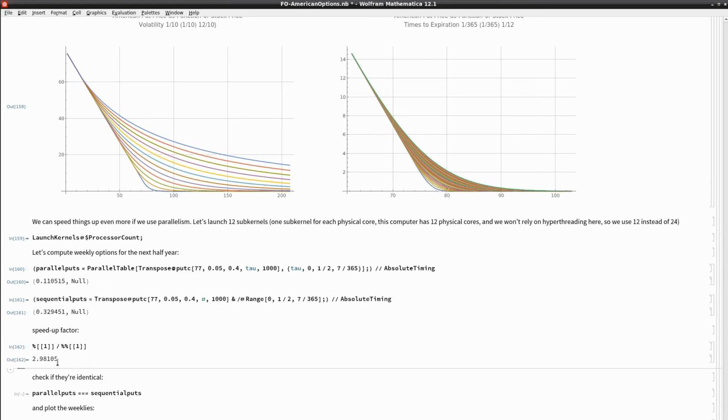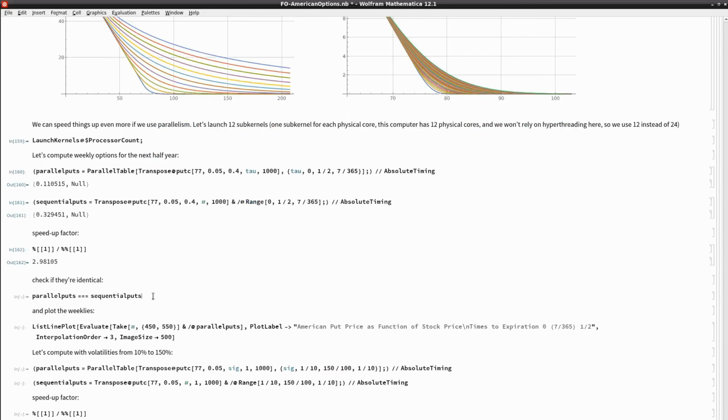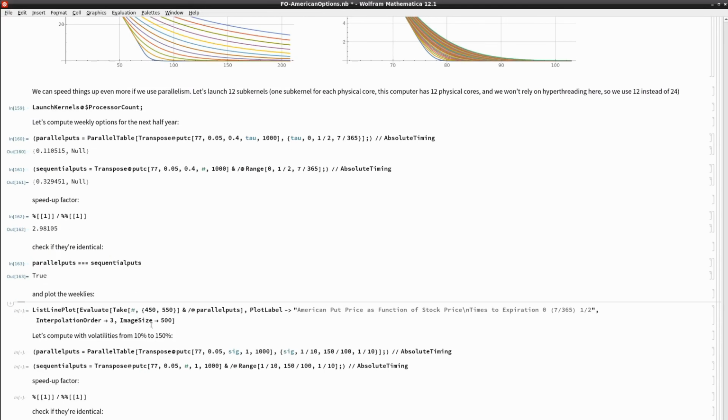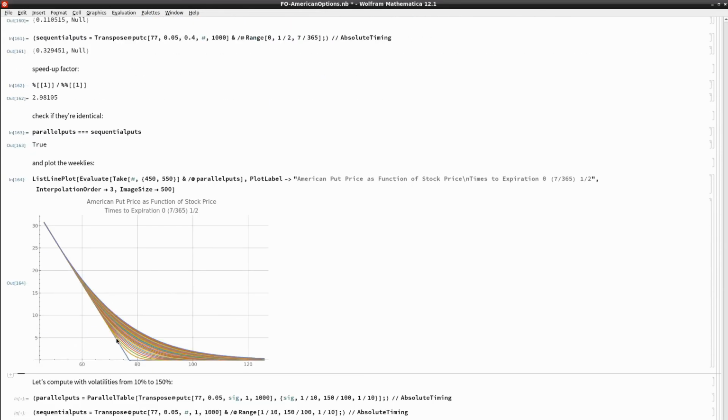Okay, so with the speedup factor of 3, let's check if they are the same. The prices are identical. That's a good verification to do. Otherwise you do something wrong with your setup. And let's plot the weeklies. Here they are. So we have from zero to half a year in steps of 1 week. Here are your weekly options.